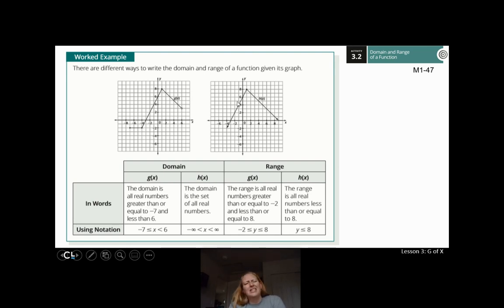H of x, let's look at the second graph. It's a little bit different, right? Because if you recall, it has those arrows. So it goes down forever and ever and ever. There is no bottom end. It has no bottom.